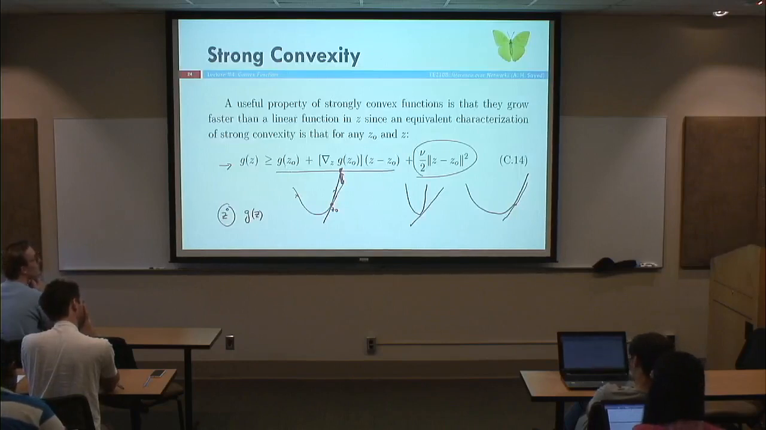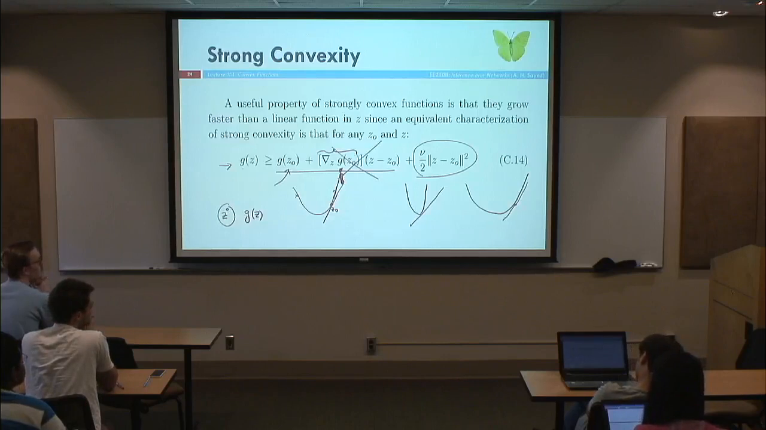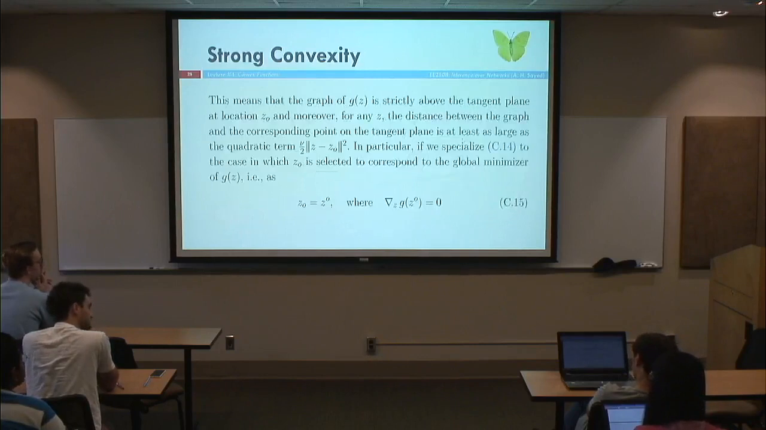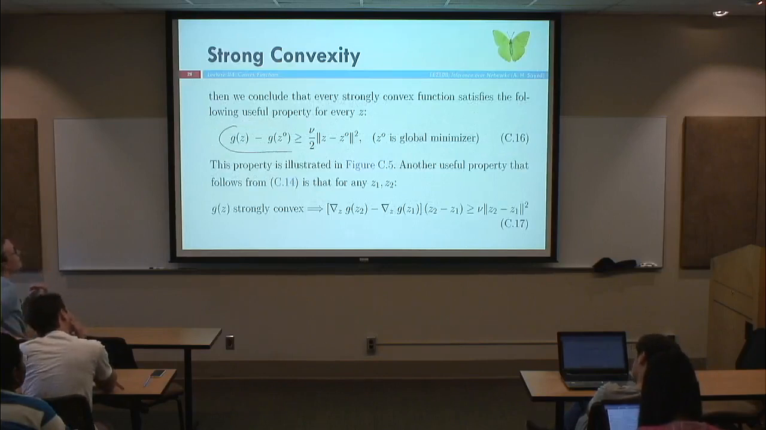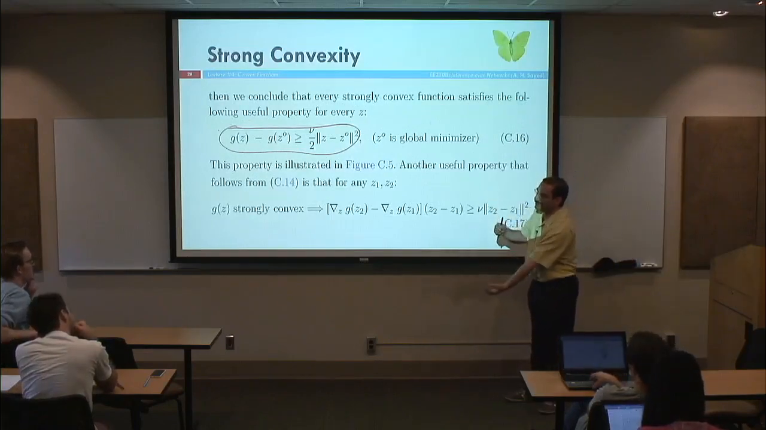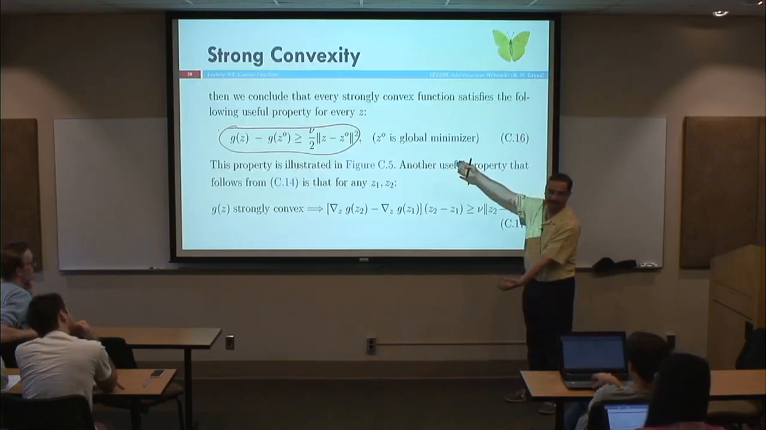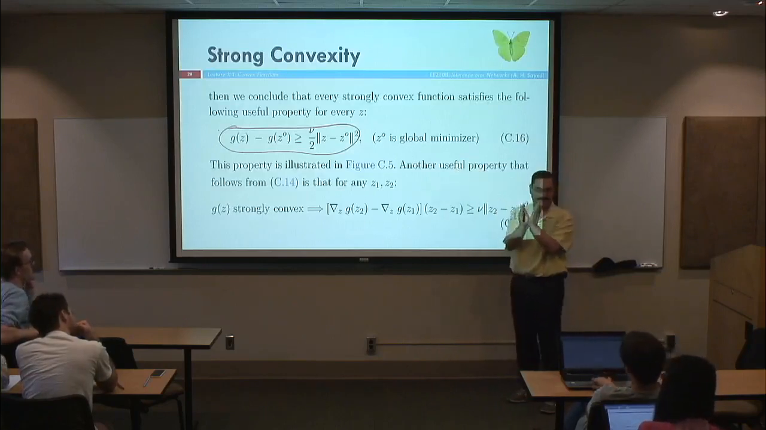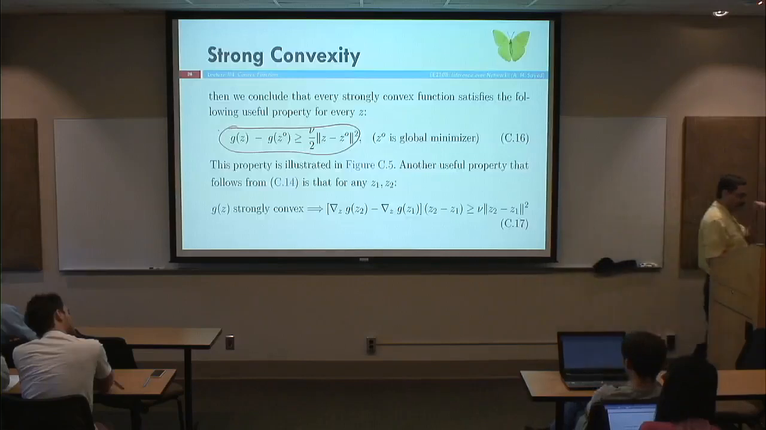So if I pick z0 to be the minimizer, what will happen here? This disappears, so you will get that this is larger than this plus that. For that particular case, this is telling you how the value of the function is growing relative to its value at the minimum: faster than a quadratic. Again, this brings in that idea that it's growing fast.